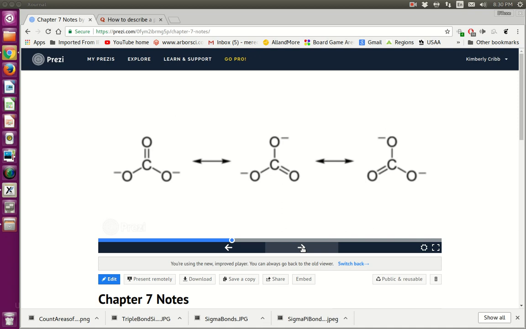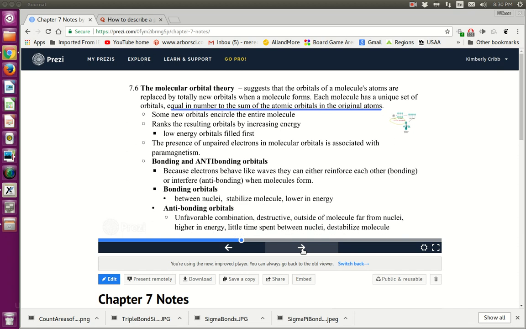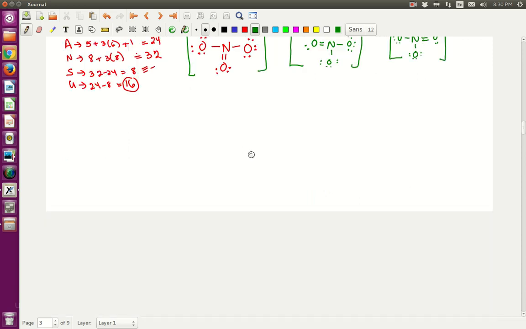This is a CO3 2-. Again, the double bond could be in 3 places, 3 possibilities. They should have put the brackets around these guys, but we're not going to worry about it. Is it 2-? Okay, might not be. All right, that brings us back to molecular orbital theory. So go back to your notes.